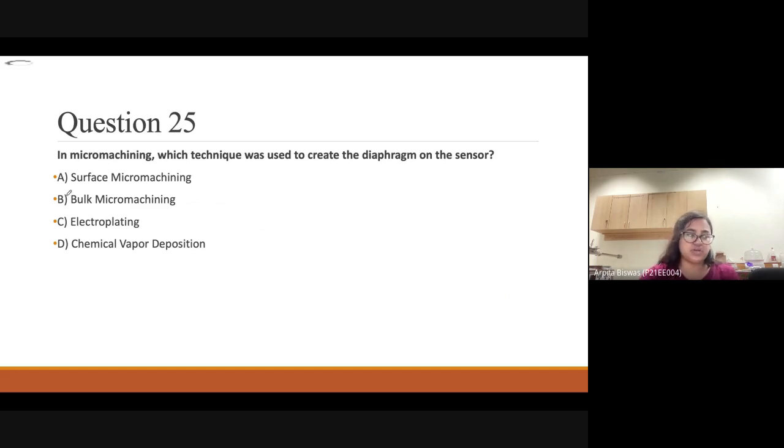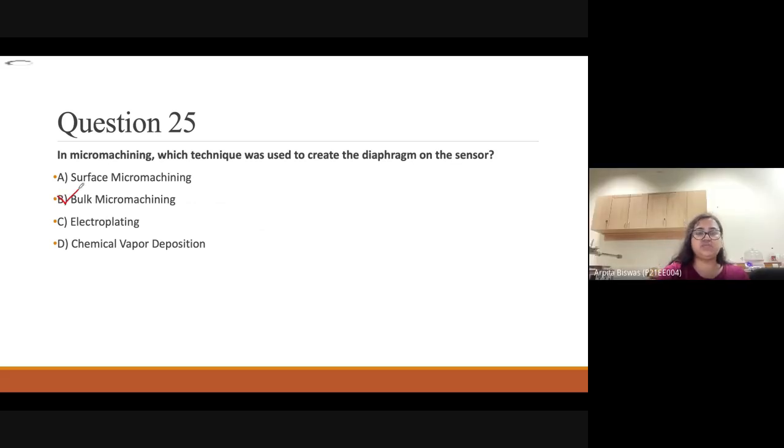Now we're coming to question number 25 in micromachining. Which technique was used to create the diaphragm on the sensor? I have already discussed the diaphragm. What is a diaphragm? Why do we use this diaphragm? First, surface micromachining, second, bulk, third is electroplating, and fourth is chemical vapor deposition. So which one is the right answer? Bulk micromachining. Yes.